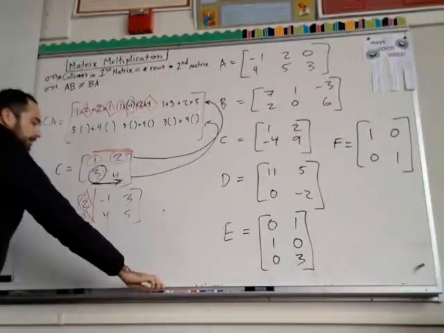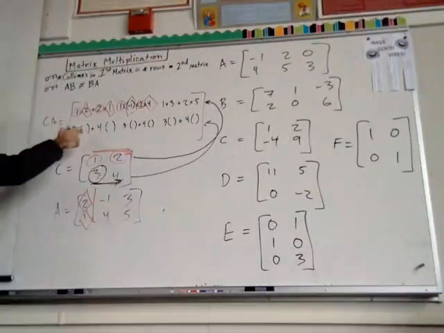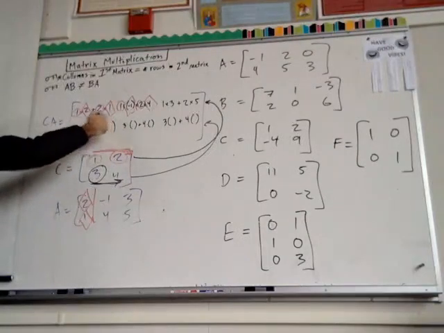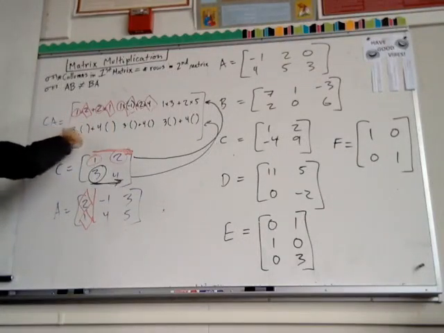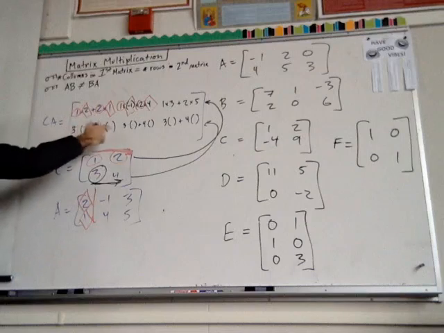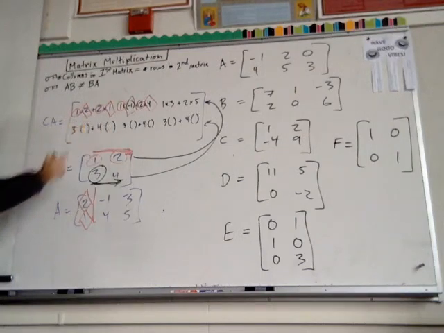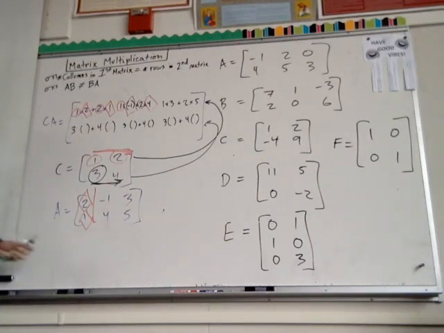What is going to go in our first entry of CA here in row 2? CA 2, 1, right here. What's going to go in these? 2, 1. Why? Yeah, it's the first column. First column of the second matrix.